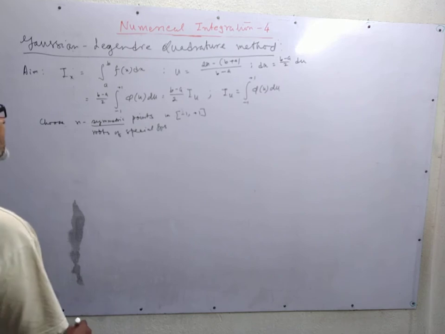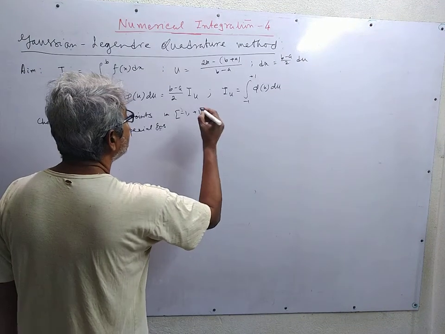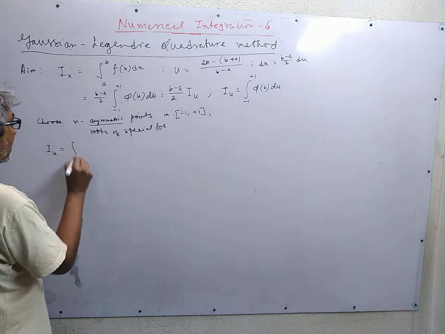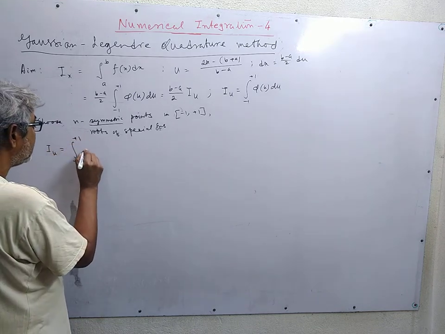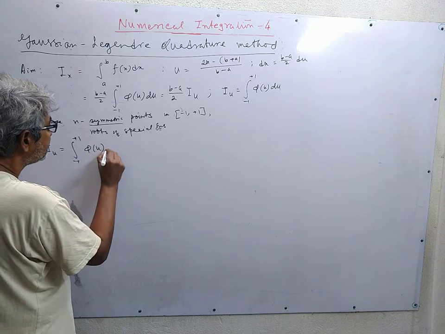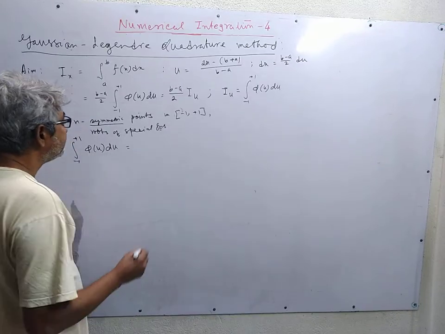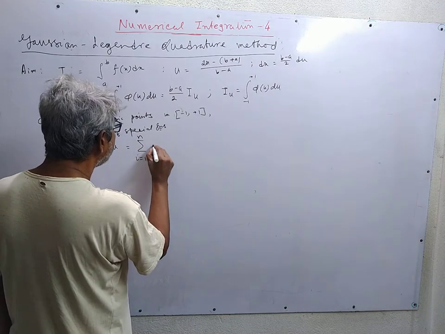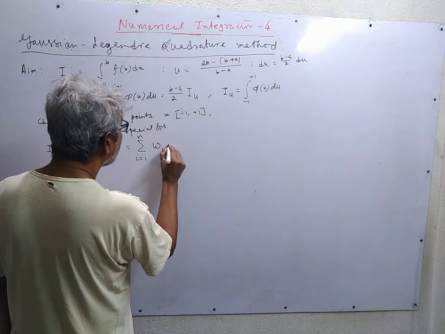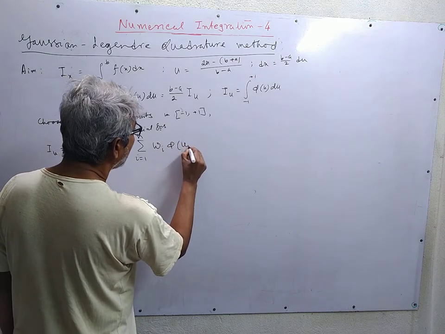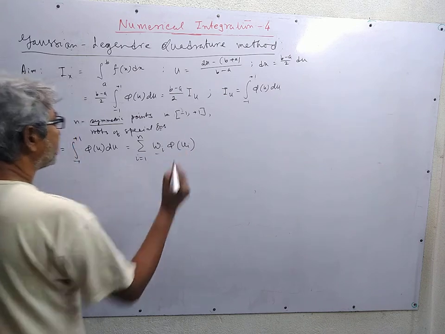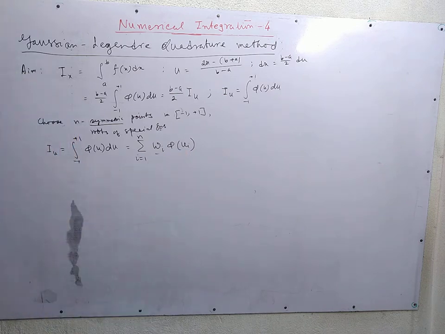Then choose n symmetric points in AB, then I(u), the integral from minus 1 to plus 1 of phi of u du, is, as per Gauss, the sum over i from 1 to n of omega i phi of u i, where u i are such special points in AB and w i are the corresponding weights. It is the assumption of Gauss.